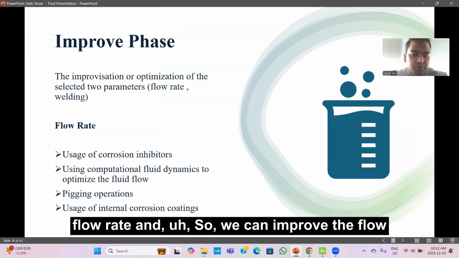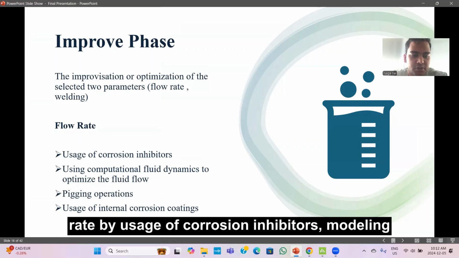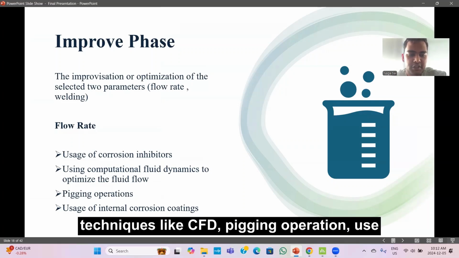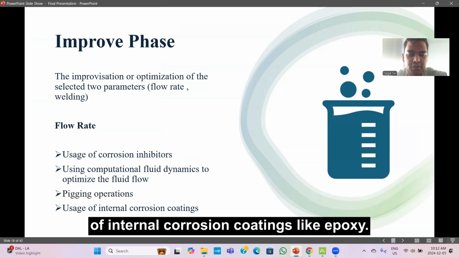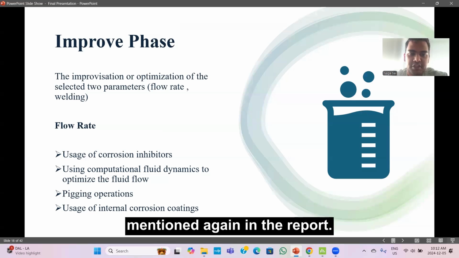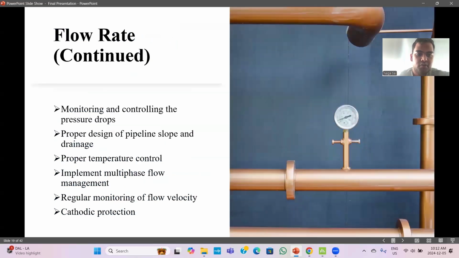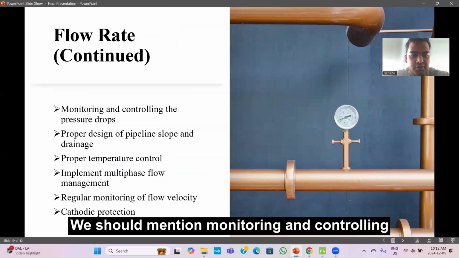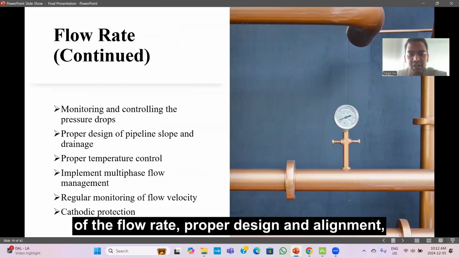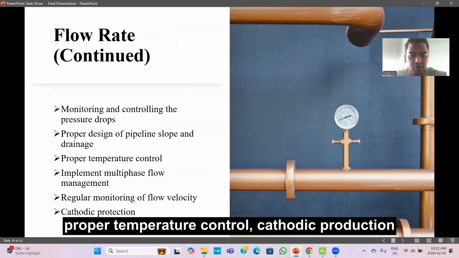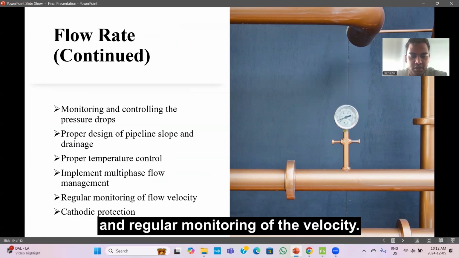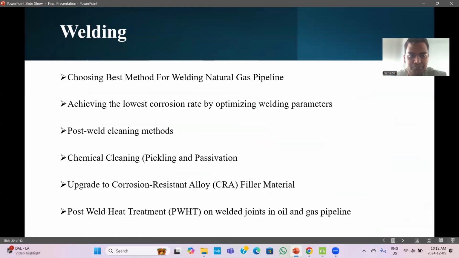We can improve the flow rate by usage of corrosion inhibitors, modeling techniques like CFD, pigging operation, and use of internal corrosion coatings like epoxy. All this data is mentioned again in the report. If you want a detailed look, you can refer to our report. For flow rate, we should mention monitoring and controlling of the flow rate, proper design and alignment, proper temperature control, cathodic protection, and regular monitoring of the velocity.